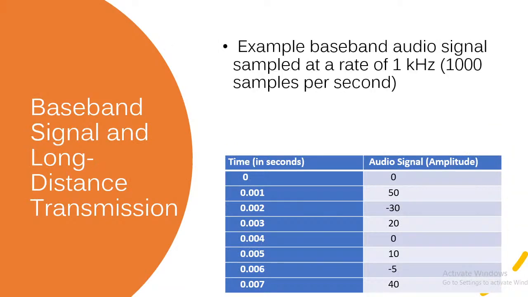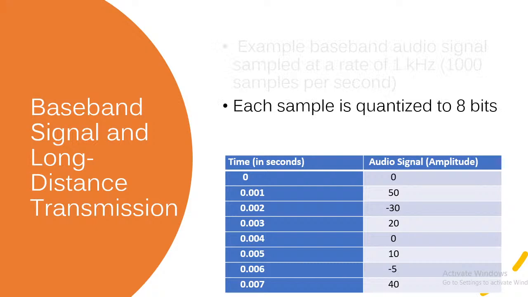Then let us consider it for long distance transmission. We'll consider a baseband audio signal which is sampled at 1 kilohertz. 1 kilohertz means 1000 samples per second. Sampled means you are taking samples. How many samples are you taking? 1000 samples, that is why 1 kilohertz. So you are taking 1000 samples in 1 second.